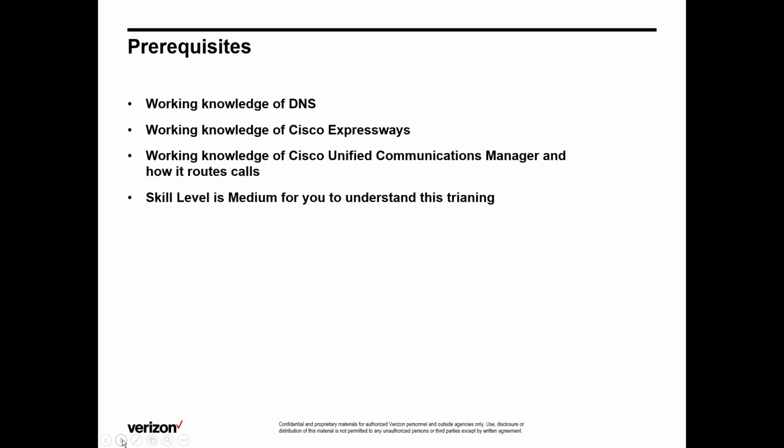The prerequisites here are having a working knowledge of DNS, so I'll be throwing some concepts out. I'll try to explain most of them, but I might miss a couple, so I assume that you know a little bit about DNS. I assume you know a little bit about Cisco Expressways and what they do and the differences between Cisco Edge and Cisco Core Expressways. And obviously, you need a little bit of working knowledge in Unified Communications Manager or Call Manager and how it routes calls. And again, as I said, this is a medium skill level.